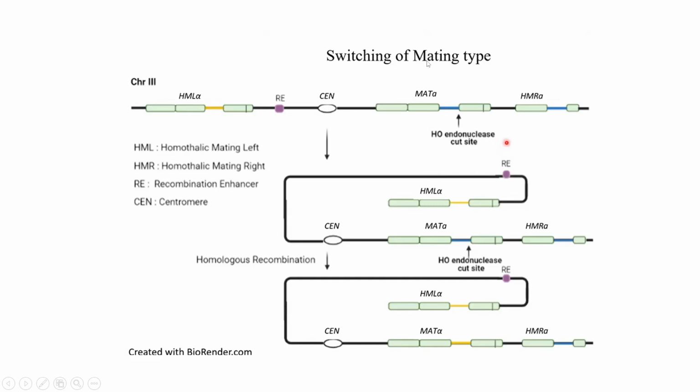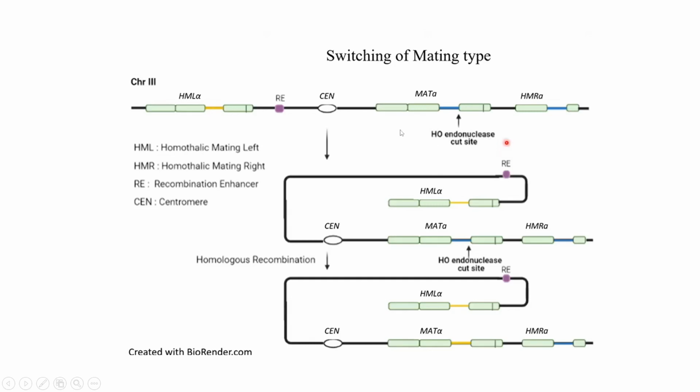So when the organism needs to switch the mating type, in this case this is an A cell, mate A. Over here you can see HMRA, and here HML alpha. At the left side there is alpha, and on the right side there is A. Both these sequences are present in color: blue color is the A sequence, and the yellow color is the alpha sequence.